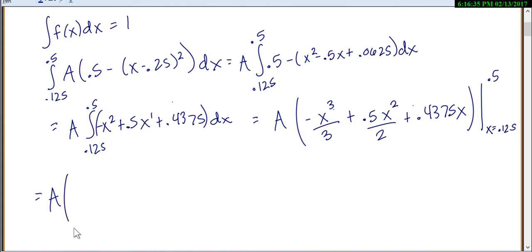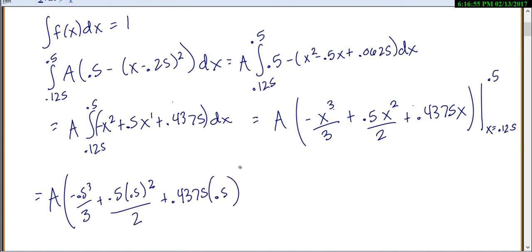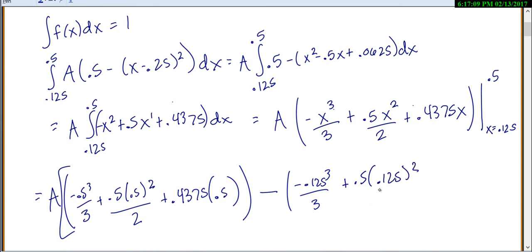So that means you'll plug in the 0.5 first, so negative 0.5 cubed over 3 plus 0.5 times 0.5 squared over 2 plus 0.4375 times 0.5 minus, and this A is still completely all on the outside. Then we'll put in the 0.125. So negative 0.125 cubed over 3 plus 0.5 times 0.125 squared over 2 plus 0.4375 times 0.125.